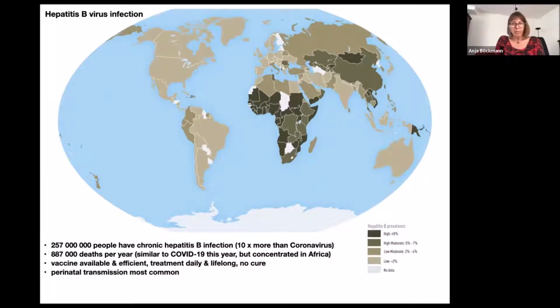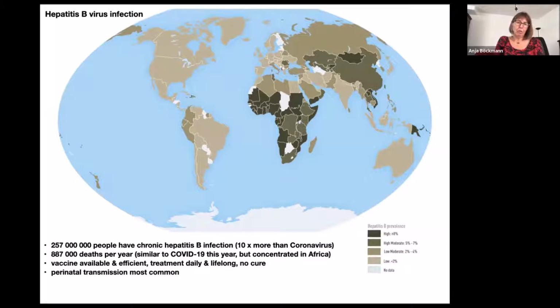Everybody is vaccinated in Germany, for example, in France also, the US, and this is available and efficient. The treatment, if you need it, is daily and lifelong. So access to that is more difficult, and there's still no cure. So really new treatments are needed.